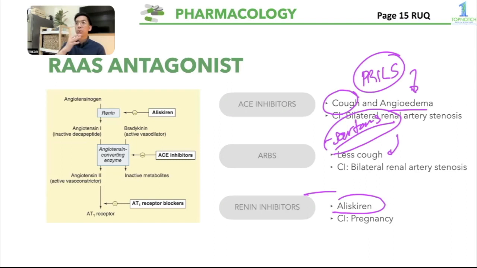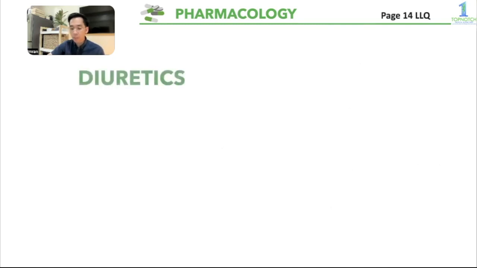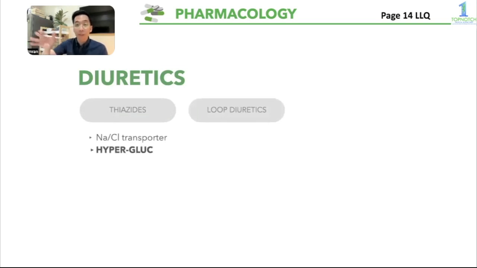For blood pressure control, the first thing you think of, first line would be your RAAS antagonists. Okay? Next would be to control the diuresis, to control the blood volume. What you want to do is to decrease the total volume in the body, in the intravascular space, so that the cardiac output drops.